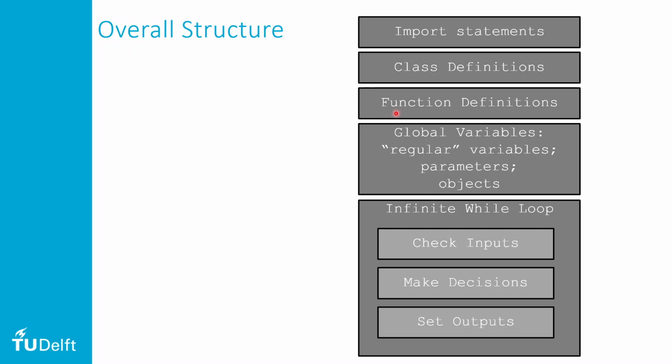Yeah, so if you're going to do function definitions, then you typically do that after your class definitions. Then we have a section where we declare all the global variables in our program. By definition, if you declare a variable outside of any other structure, so outside of a function definition, outside of a class definition, outside of the main while loop of your program, it becomes a global variable, which means it is accessible anywhere in the program.